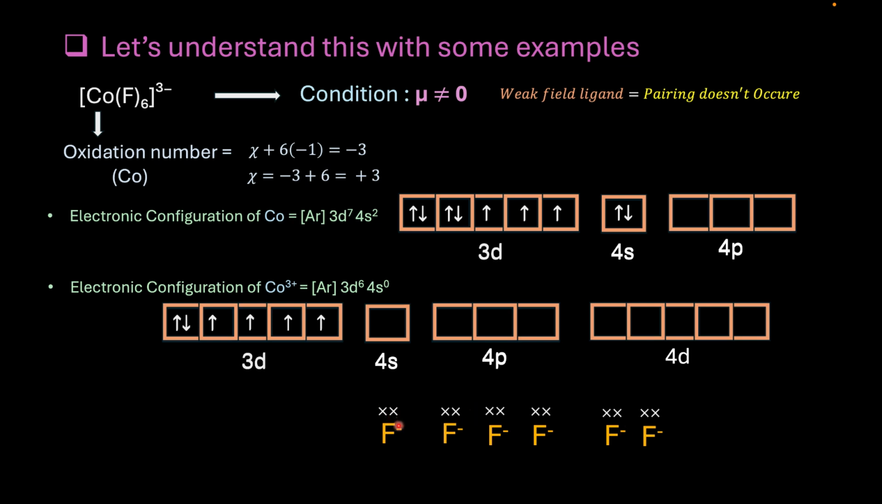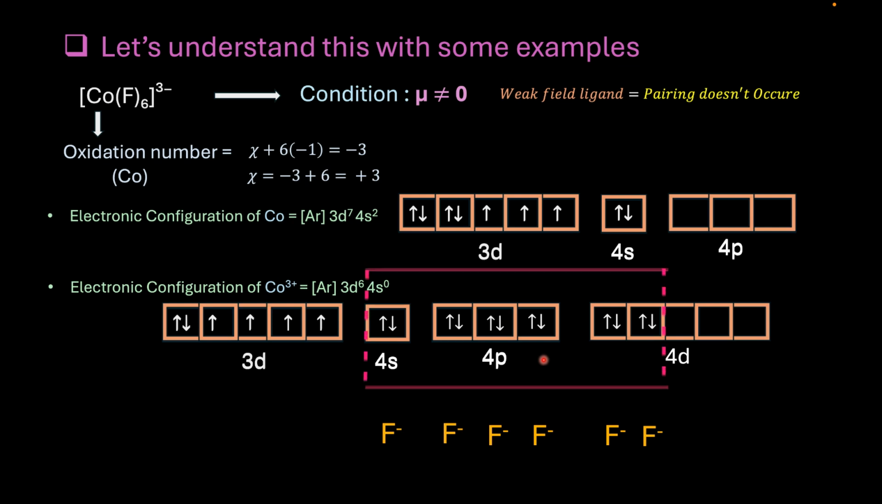So what will happen? These fluorine ligands will donate their electrons to the vacant orbitals of cobalt, and the electrons will be present like this with opposite spin. So let's put this into a box. So the orbitals involved are 1s, 3p and 2d. So for this, we can write the hybridization as sp3d2.